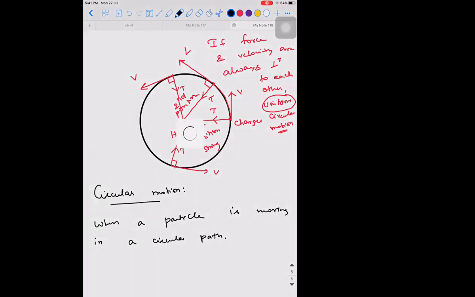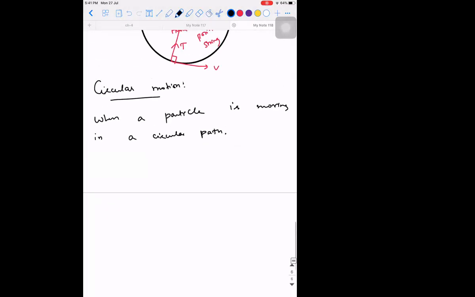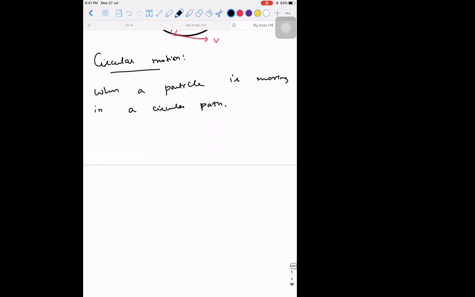Okay. Now the question is, when the particle is moving, what are all the physical parameters that are involved behind it? Basically, circular motion is classified into two types. One is called uniform circular motion, and the second is called non-uniform circular motion.